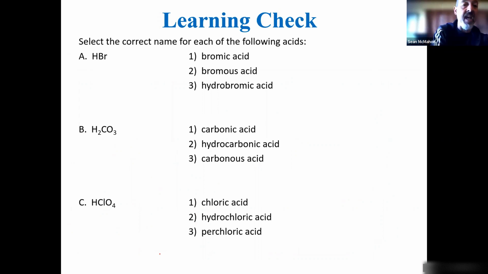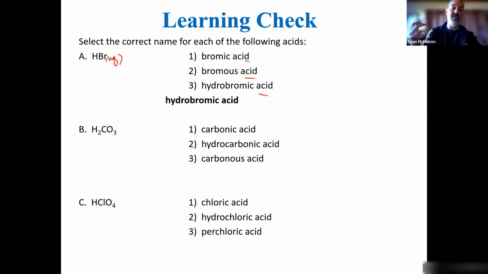So HBr. Now, again, there should be an aqueous, but all the choices are acids. So which one would it be? Well, it's binary, so it has to have the hydro prefix. So just based on the process of elimination, it's got to be number 3, hydrobromic acid.